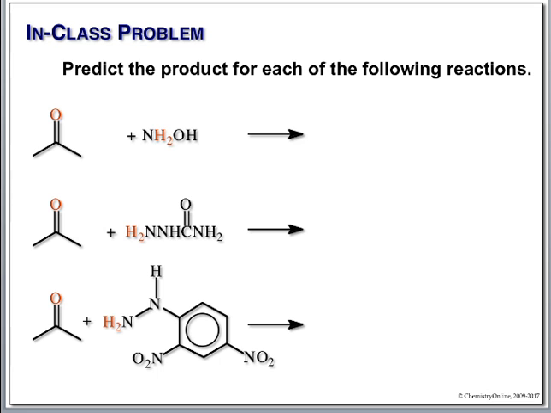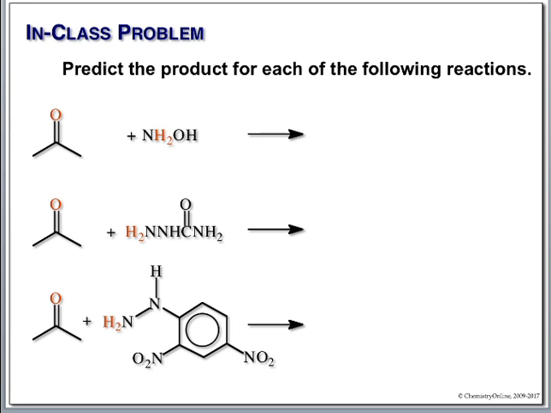Remember, alpha is next to whatever. If we have a nitrogen here, it's next to this oxygen, isn't it? The oxygen has lone pairs, and the alpha effect is basically the effect of these lone pairs on the nucleophilicity of this nitrogen. It makes it very, very nucleophilic.